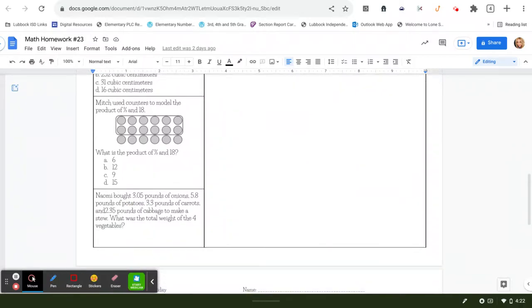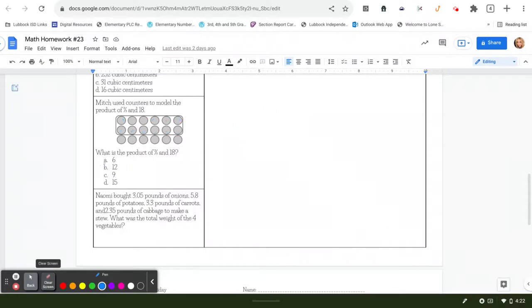Mitch used counters to model the product of 2/3 and 18. What is the product of 2/3 and 18? Okay, so you know how to multiply 2/3 times 18, or you can use your model right here and count 1, 2, 3, 4, 5, 6, 7, 8, 9, 10, 11, 12.